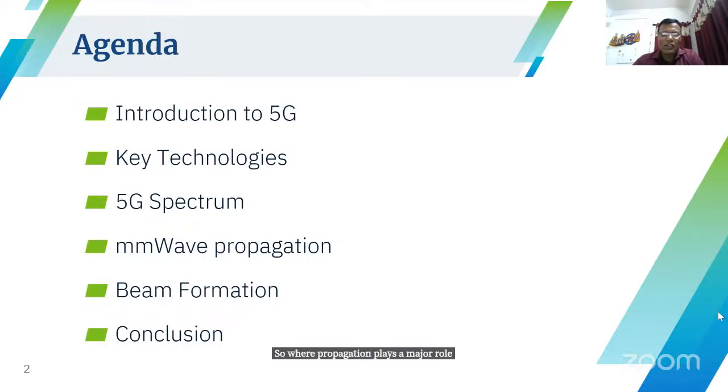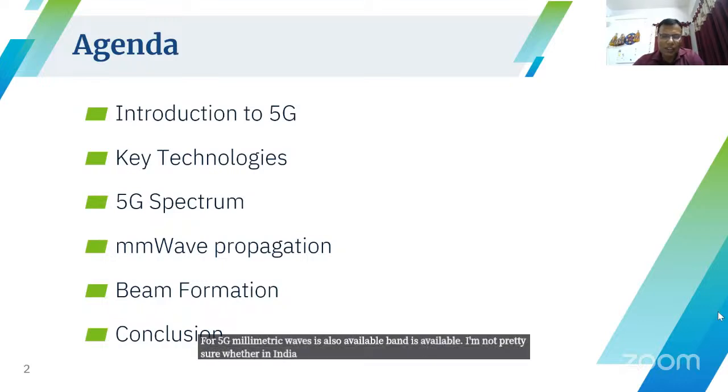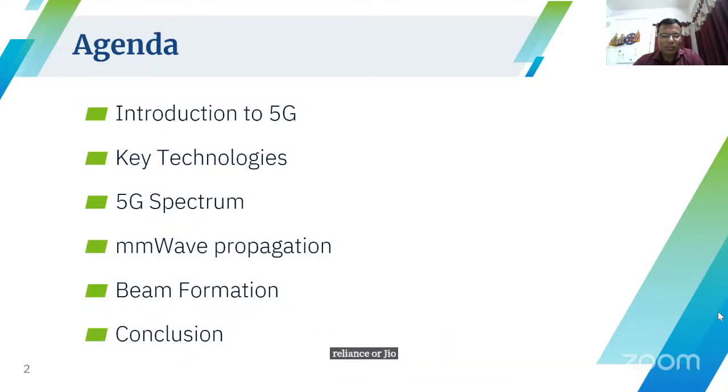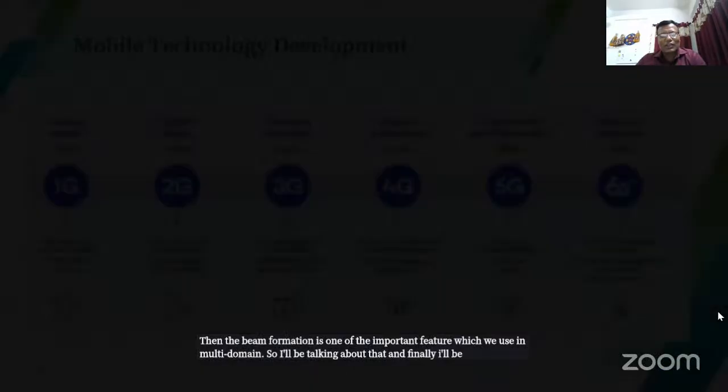For 5G, the millimetric wave band is also available. I'm not pretty sure whether in India they have started using it. Probably Reliance Jio have used something around 6 gigahertz, but I'm not sure about 24 gigahertz, whether they have deployed it. Then beam formation is one of the important features which we use in the military domain. So I'll be talking about that, and finally I'll be concluding.